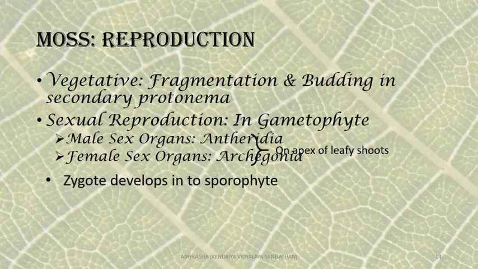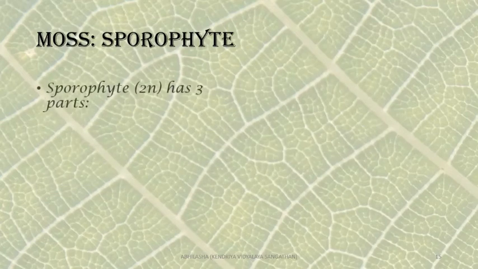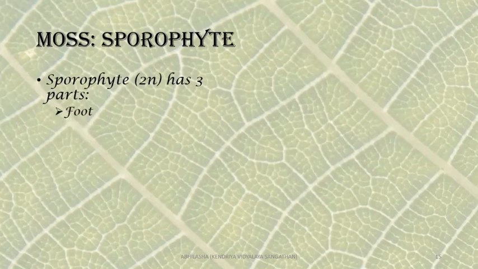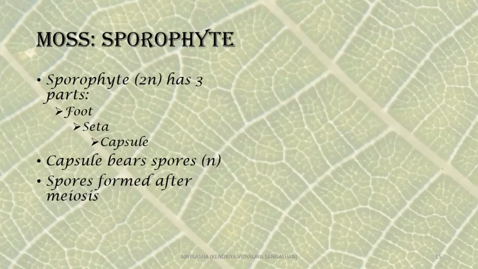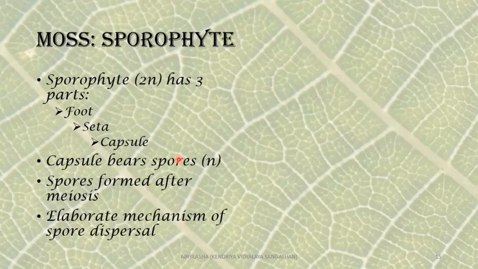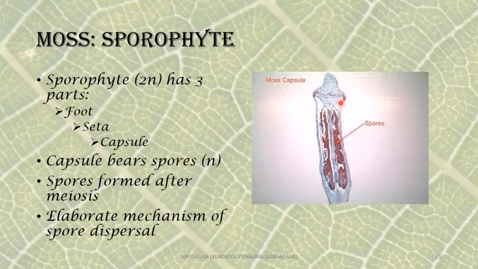The zygote formed is diploid and it develops into a diploid sporophyte. The sporophyte of moss is diploid and it has three parts: the foot, seta and capsule. Now the capsule is the structure which bears spores and these spores are formed after meiosis. So you can see the sporophyte is diploid but the spores formed are haploid. Now once the spores are formed, they have to be dispersed. So the sporophyte has an elaborate mechanism to ensure that spores are dispersed far.